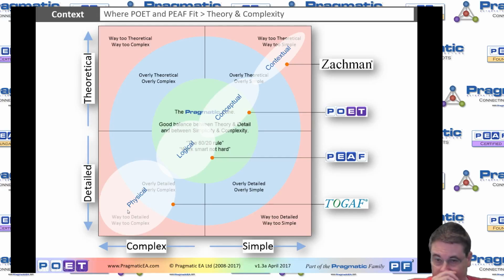I'm not a TOGAF basher. I mean, it's horses for courses. You use the right tool for the right job. If you want to improve how you run IT projects in an architecturally centric way, TOGAF can help. It's a bit of a pig because it's very big and complex, but it's fine for that.